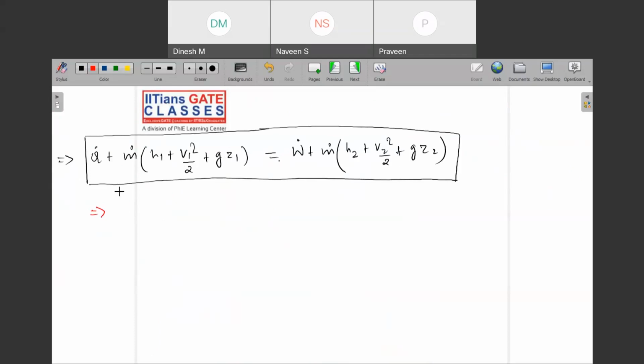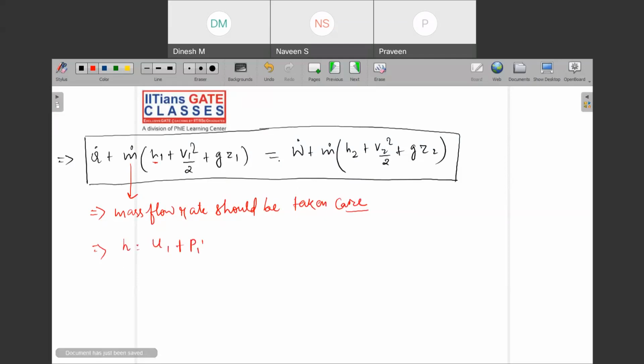First thing is that mass flow rate should be taken care of. First thing, very important. Most of the time we are forgetting these units. And the unit of H1 is nothing but U1 plus P1 into V1. Let us try to understand what is this. H1 is U1 plus P1 V1.